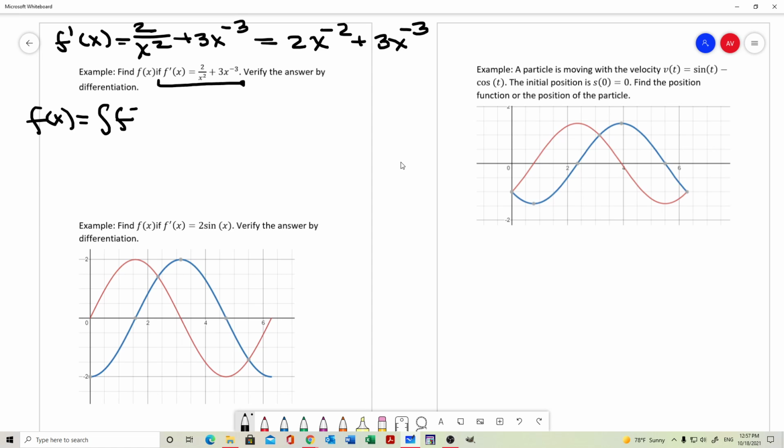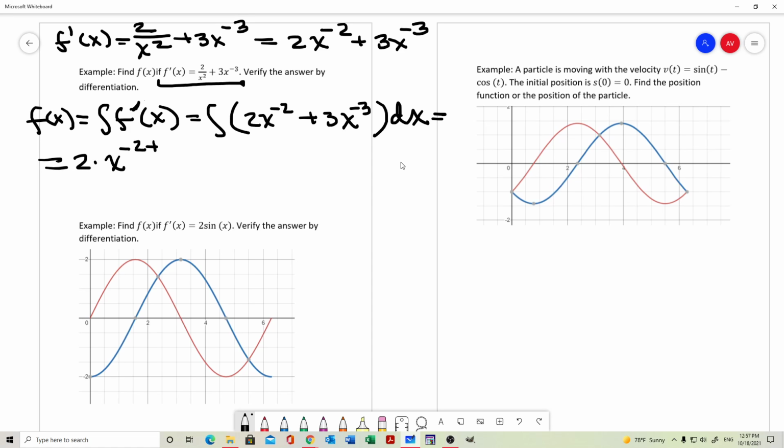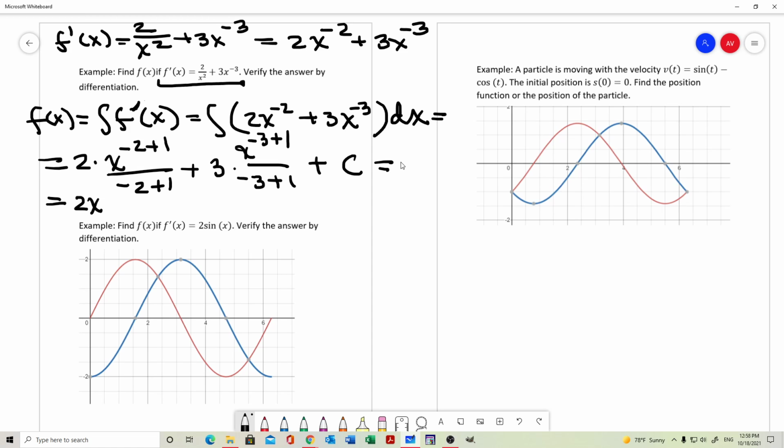Its antiderivative, f prime of x, or antiderivative of 2x to the power of minus 2 plus 3x to the power of minus 3 dx, which will give me 2 times x using the power rule, minus 2 plus 1 over minus 2 plus 1, plus 3 times x to the power of minus 3 plus 1 over minus 3 plus 1, plus some constant C. If we simplify, that will give us 2x to the power of minus 1 over minus 1 plus 3x to the power of minus 2 over minus 2 plus some constant C.